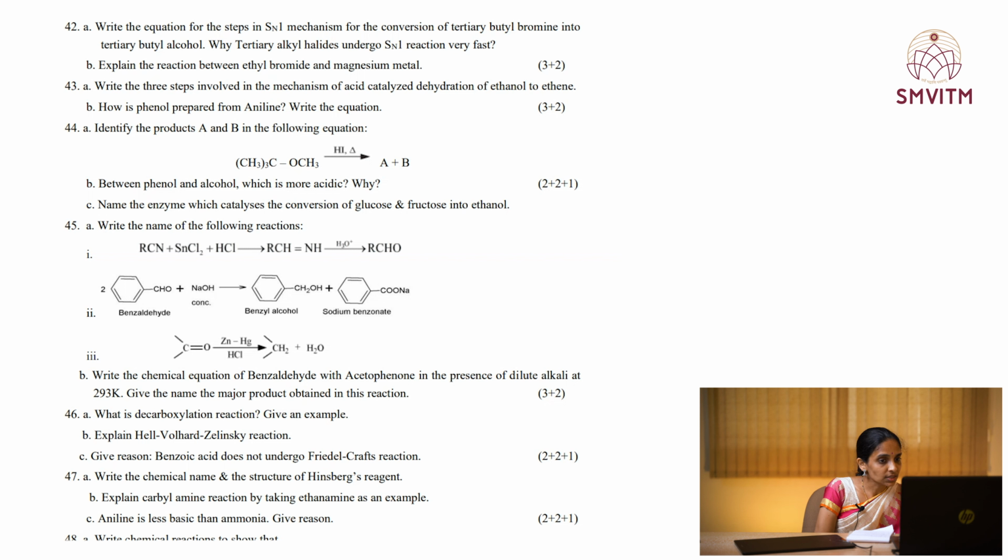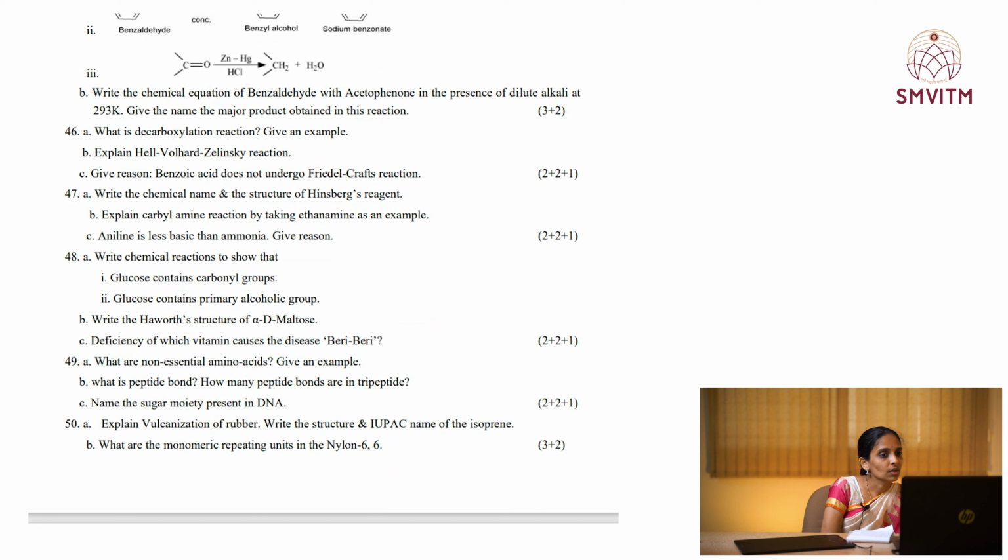Certain reactions have been given and their names are asked. First reaction, without any doubt, is a named reaction, Stephen reaction. Second is a named reaction again, Cannizzaro reaction. And third one is a Clemmensen reduction. Please see to it that the spellings are written properly. Next, cross-aldol condensation is asked between benzaldehyde and acetophenone, and the product name is also asked.